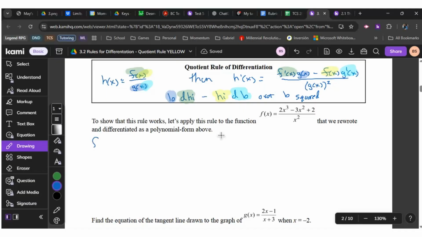All right, so f prime of x is going to be low, x squared, d high, 6x squared minus 6x, minus high, d low, over low squared. I don't know. You guys asked me to go slow. It's awkward.